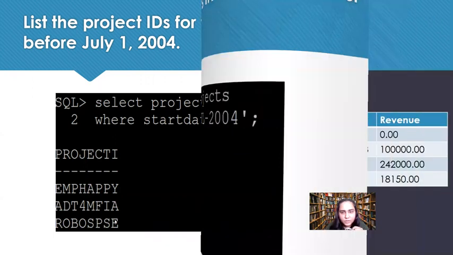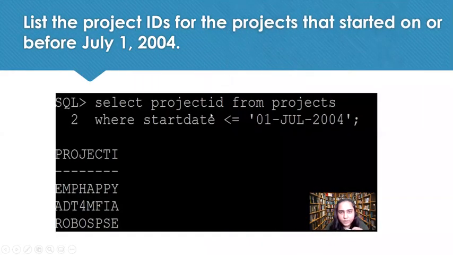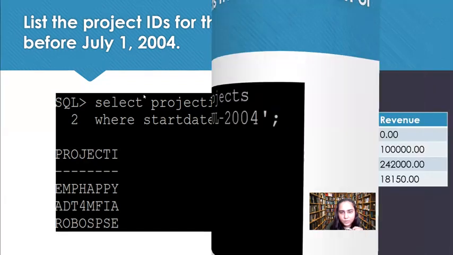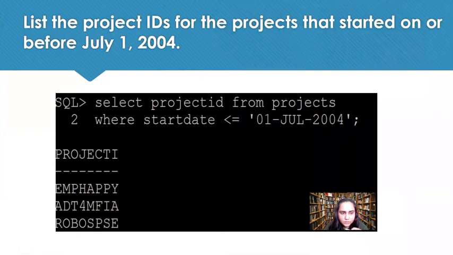And we can verify that data within the table. We were asked for only those projects that started on or before July 1, 2004, which is why we used less than or equal to. So let's see. Before 2004, we have these three projects, and this is the one that's after, so this is not going to be included. And for the other three projects, we can see that these are the project IDs, and they are the same project IDs which we got when we implemented the query.